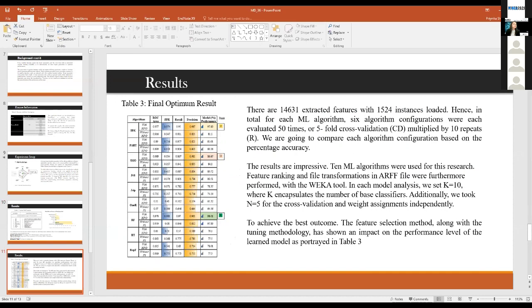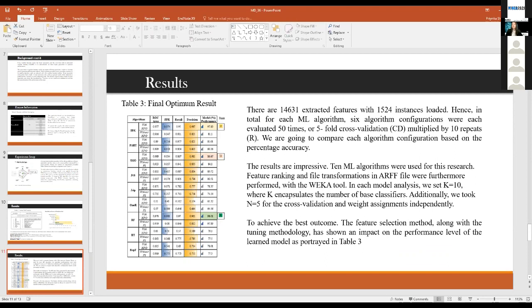Table 3 was the final optimum result that we obtained, whereby we tested 10 algorithms in total with HPO and without HPO. There were 14,631 extracted features with 1,522 instances initially loaded. A total of 6 algorithm configurations for each ML algorithm were evaluated 50 times, with 5-fold cross-validation multiplied by 10 repeats. Then we compared the algorithm configurations based on the percentage of accuracy.